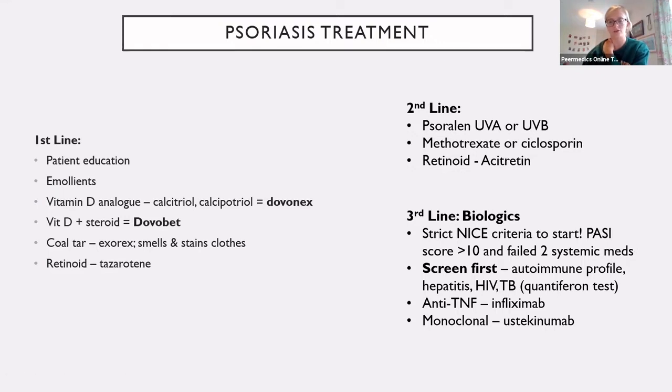And then third line, they've got this specific score, the psoriasis area severity index score. That needs to be over 10 and you need to fail 2 systemic meds. So this is quite a last resort line. And just be aware as well, similar to the azathioprine question, sometimes they ask what you screen for before starting a biologic. You want to screen for TB because starting a biologic can cause TB to flare again. But it's important to note that the test for this is called a QuantiFERON test. That came up in one of our exams and nobody really knew what a QuantiFERON test actually was.